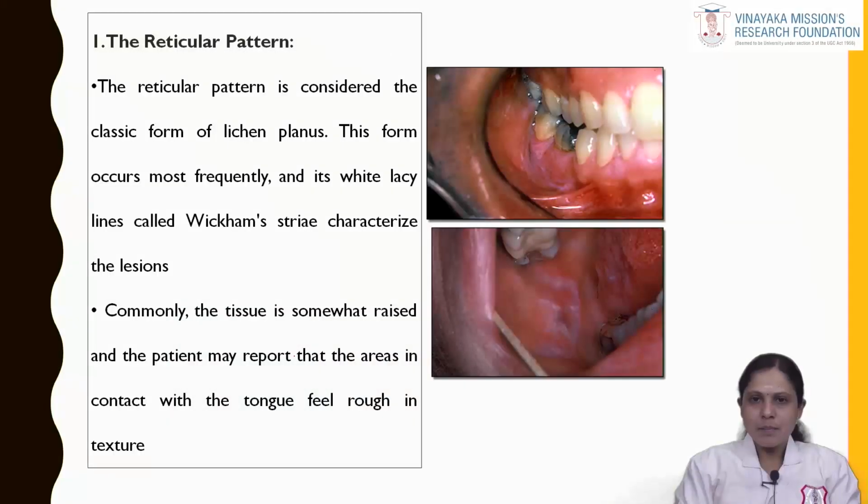Clinically, it has 6 subtypes. The first is the reticular pattern. The reticular pattern is considered the classic form of lichen planus. This form occurs most frequently, and the white lacy lines called Wickham striae can commonly be noted. The tissue is somewhat raised, and the patient may report that the areas in contact with the tongue feel rough in texture, like this. Presence of Wickham striae and radiating white striae can also be noted in the buccal mucosa.